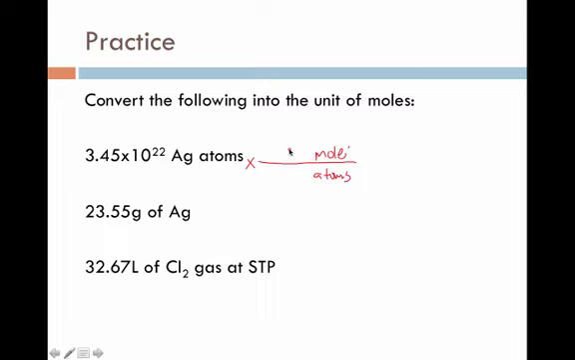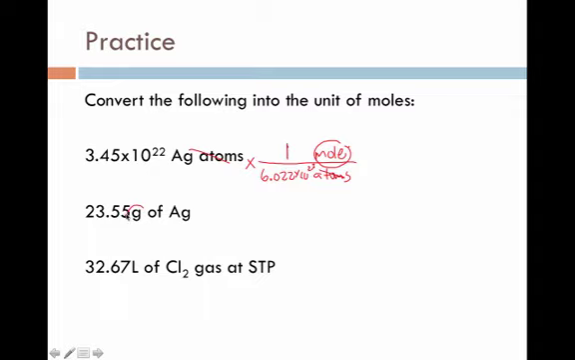And according to our chart from before, for every 1 mole, there are going to be 6.022 times 10 to the 23rd atoms. According to the way we've lined things up, atoms cancel out with atoms, and we get an answer in a unit of moles of silver. Likewise, you can repeat the process with each of these.